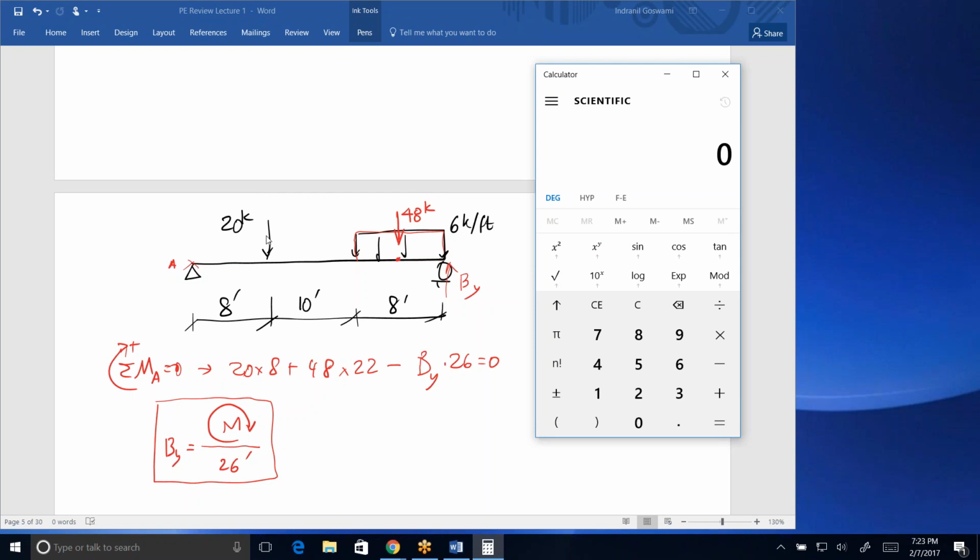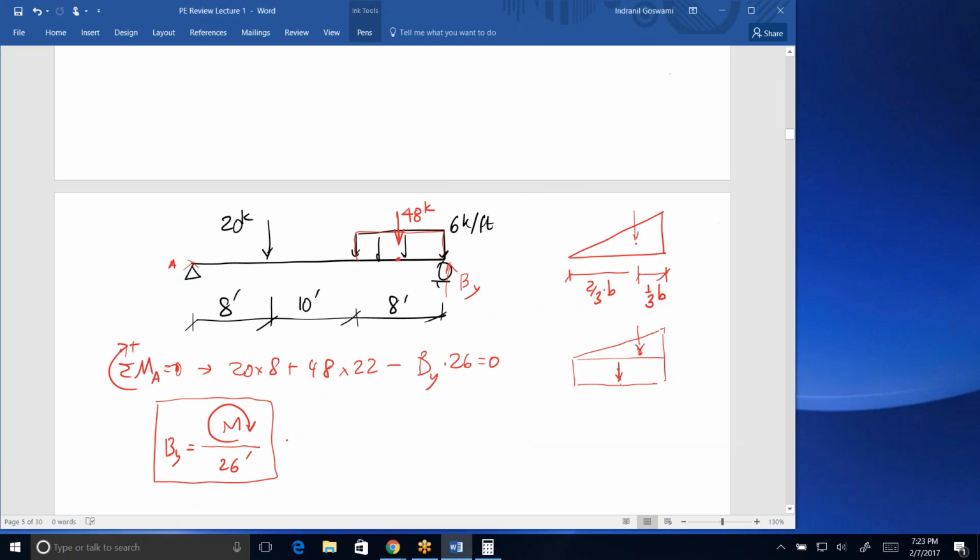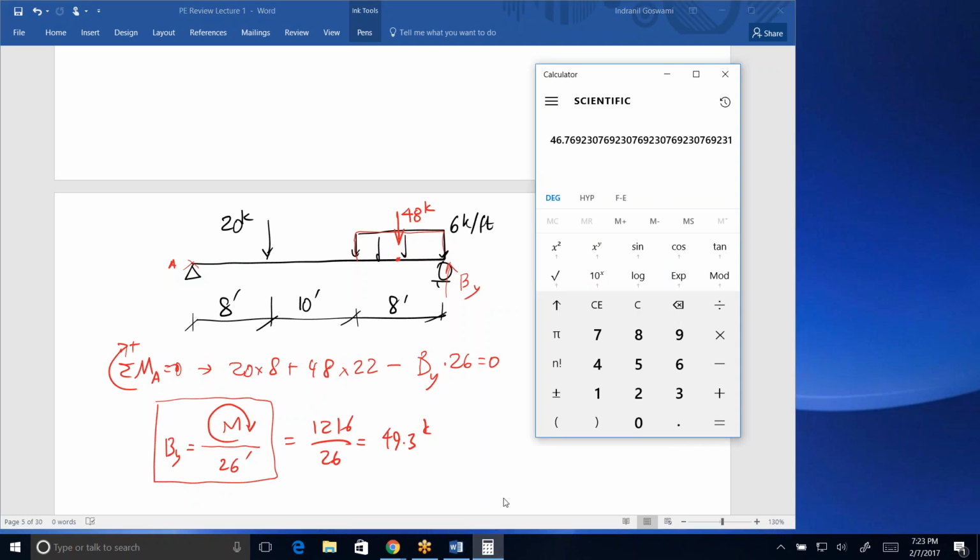So then you can say, I have a 20 times 8, that's clockwise, so I'm going to leave it as positive. Then I have a 48 times 22, that's clockwise. And all that moment has to be resisted by 26 times By. So if I divide that by 26, I'll get By. So 1216 divided by 26 is 49.3 kips. 49.8 kips, actually.